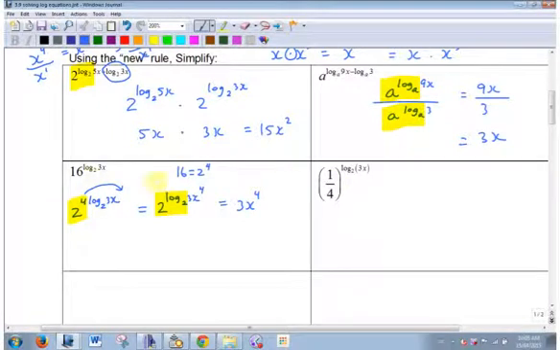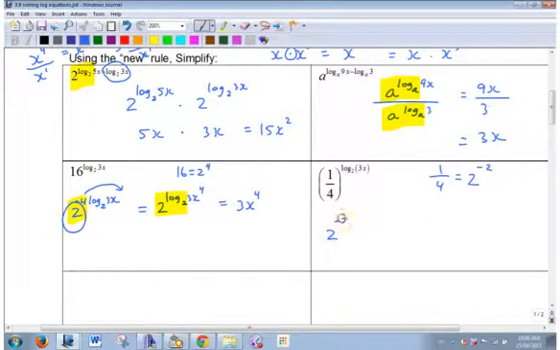Okay, same kind of question. Looks really similar. What do I want to do with that quarter? I kind of want to make that look like a 2. So a quarter is, how do I make it look like 2? What power do I want to put here to make it a quarter? Yeah, that's a quarter. That's 1 over 2 squared, which is 1 over 4, which is a quarter. So that's what I want to substitute in here.